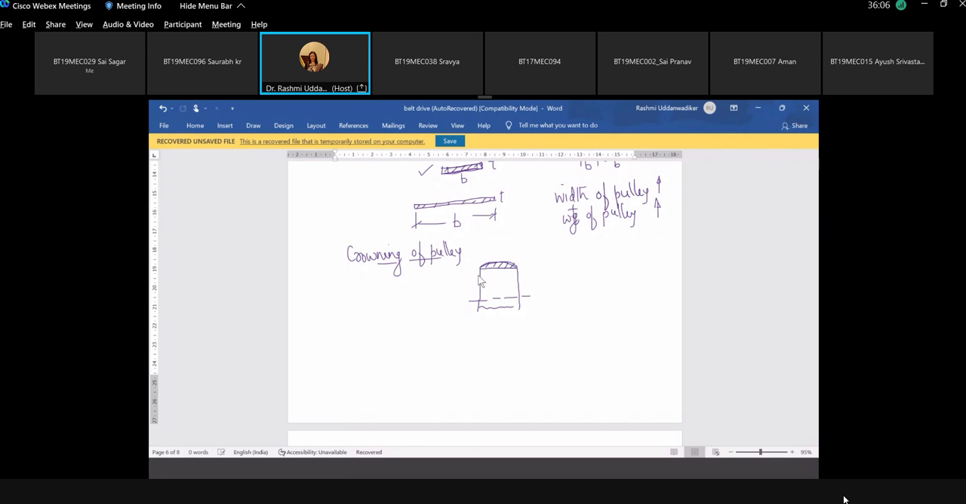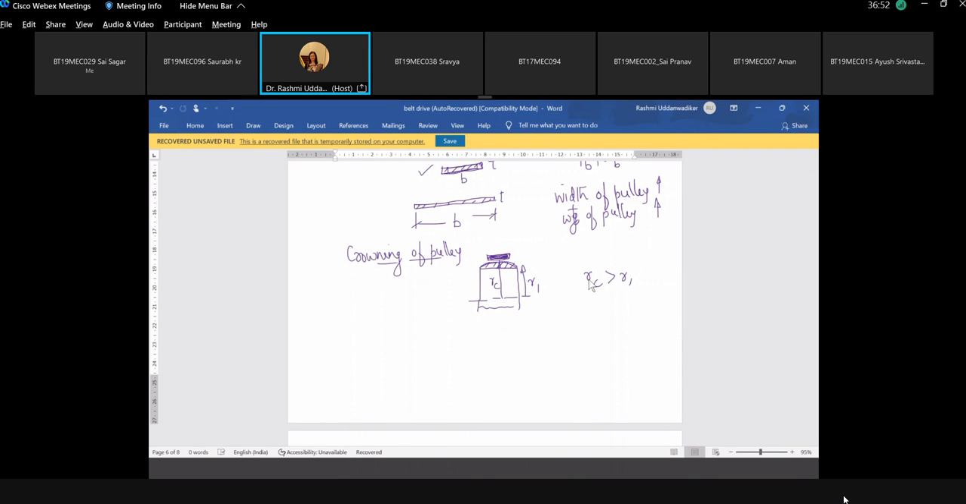Now, can you tell me what is the reason for this crowning of pulley? What is the advantage? Oh, yes, it avoids slipping. It prevents slipping. How does this prevent slipping? The belt is somewhere here. Now with the crowning, the radius of the pulley here is larger as compared to this radius. This radius is R1, the radius at the center, which is larger than the radius at the ends.